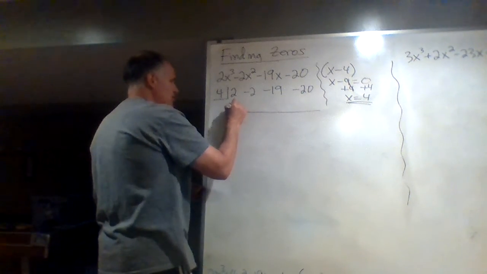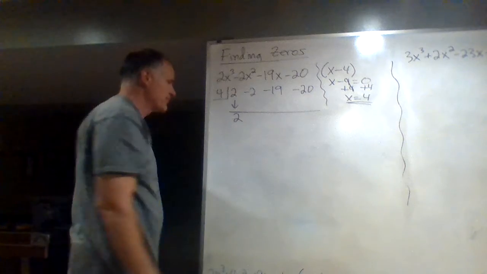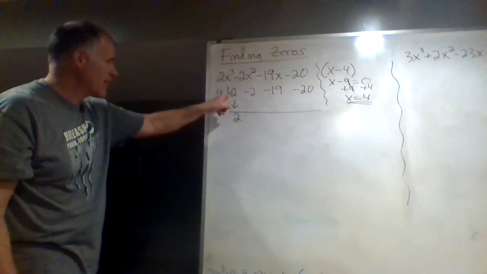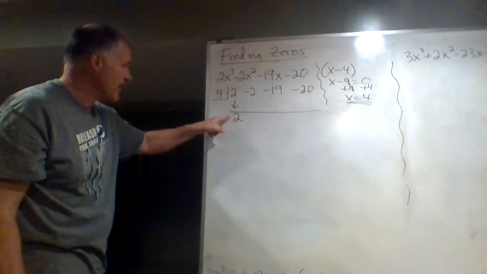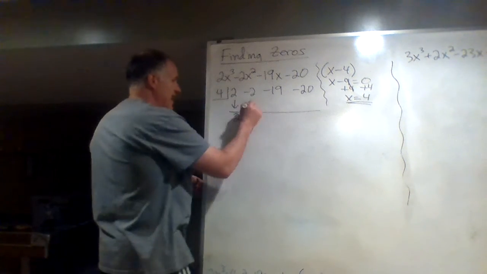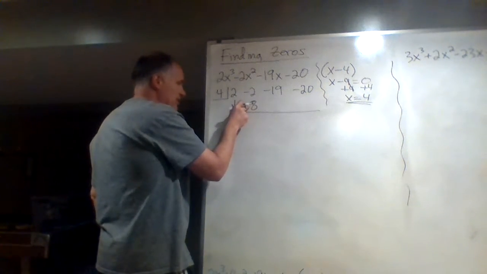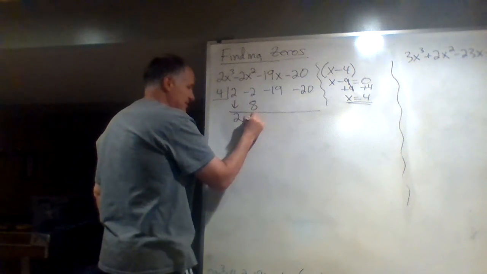Okay, remember, guys, the first number comes down, just like that last video. It's a 2, though. It doesn't always have to be a 1. Whatever that number is, it's a 2 in front, so the 2 comes down. 4 times 2 is 8. Remember, the 8 in the bottom goes underneath the next number. Negative 2 and 8 makes a 6.